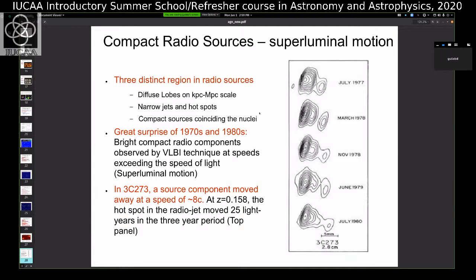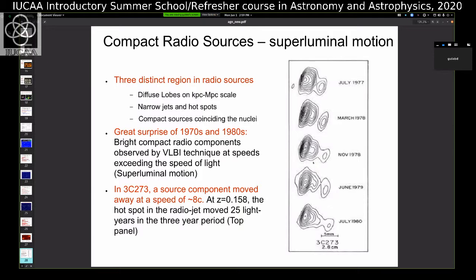At the center, there are these compact sources coinciding with the nuclei. In some radio sources, you see the core, and there are blobs near the core, and the blobs are actually observed to be moving. For example, in this figure, this is the observation of 3C273 as a function of time, from July 1977 to July 1980. And you see this blob was ejected from the nucleus, and then as a function of time, the blob is moving, and the separation between the core or the nucleus and this blob is actually increasing. In November 1978, there seems to be another blob being ejected.